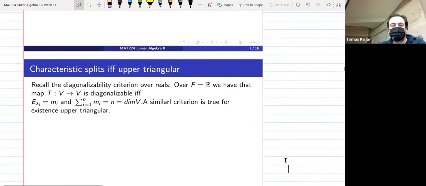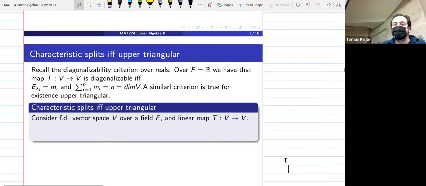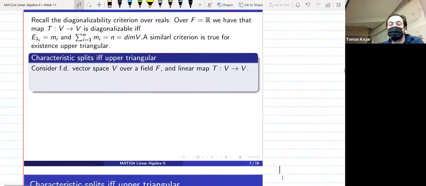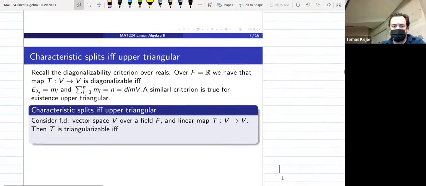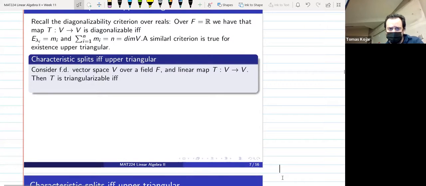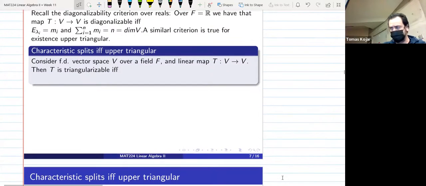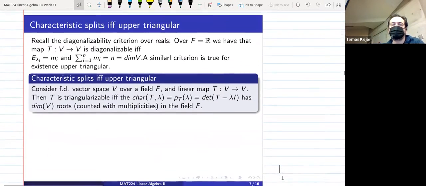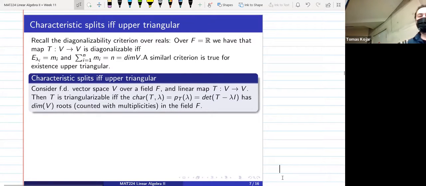So take a finite-dimensional space V, take F to be really the reals. That's what we're thinking, but it works in general. Then T is upper triangular. I wrote this as well because you will see it in the book. So T is upper triangular if and only if the characteristic polynomial has dim V roots in the field F.